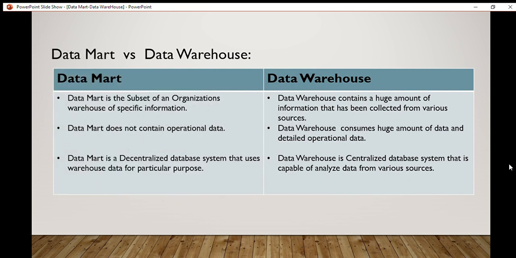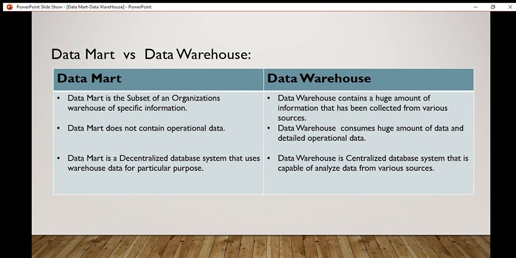So today we'll discuss how a data mart differs from a data warehouse. Okay, so a data mart is basically a subset of an organization's warehouse data for a specific subject area. For example, a mart is built for specific sales data, specific HR data, specific finance data, or marketing data.